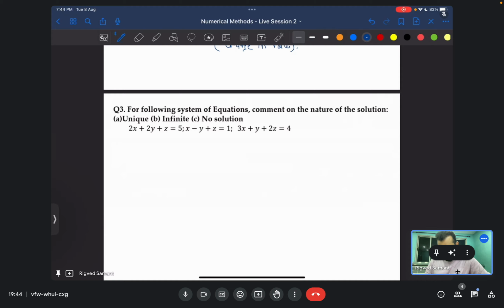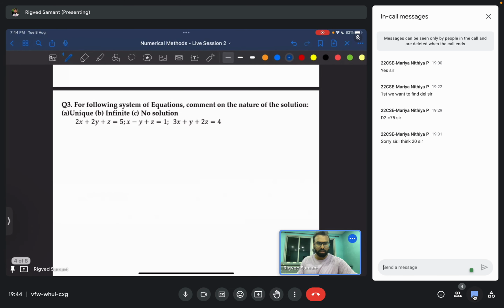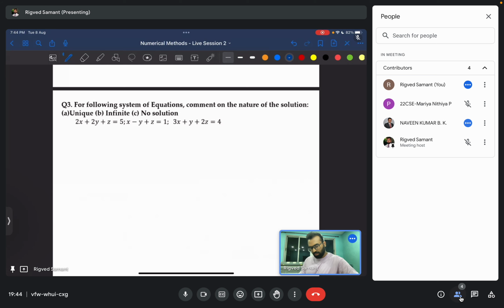You're getting it, right? So we'll go forward. Question 3. For the following system of equations, comment on the nature of the solution. So when they ask you nature of solution, that means you have to find the rank. Only rank can tell you about the nature of solution. Rank will never tell you if the system is conditioned or ill conditioned. It will just tell you, given the system, whether there is any solution available or not. That's it.